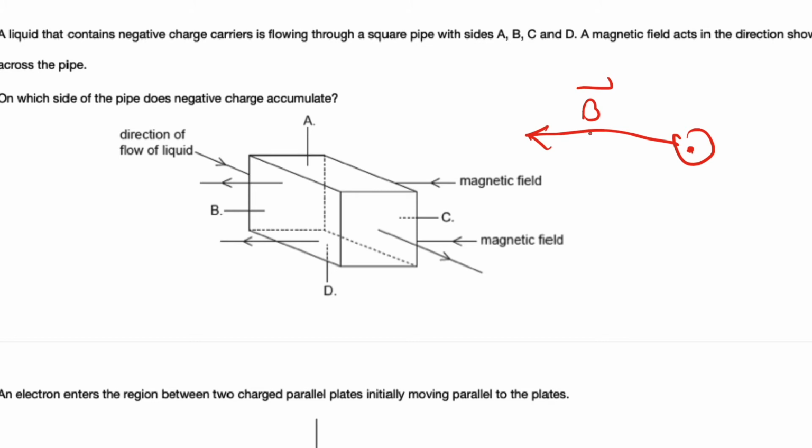So what's the direction of the magnetic force here? You can do this by using the left-hand rule. It's going to point downward if it's a positive charge, which means for a negative charge, it's going to point upward. So it's going to point upward for a negative charged particle. Let me just double check if this is correct. Yeah, it's going to point upward. So A will be the answer. Negative charge will accumulate there.